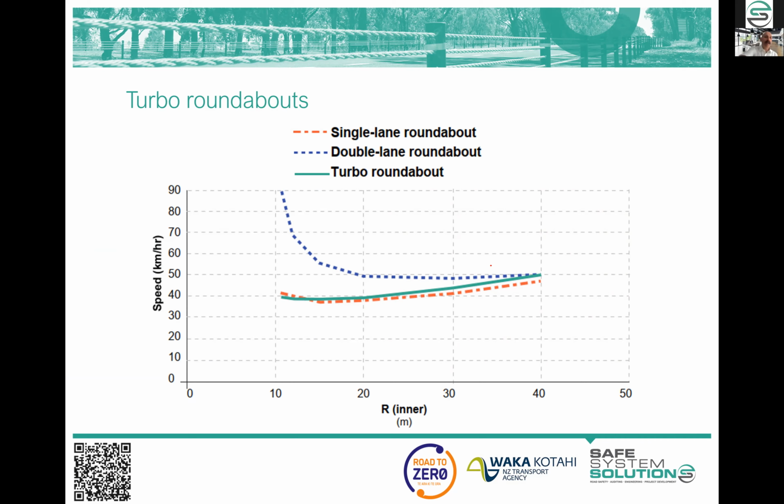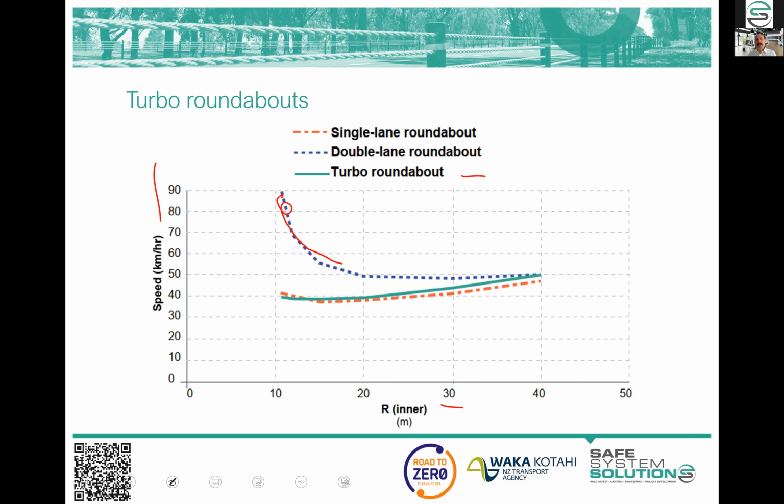Speed is generally a pretty good proxy for what you're going to get in terms of death and serious injury in most road safety circumstances. It's not in all, but you've got speed there, you've got inner radius, and then we've got double lane roundabouts. There are incredibly high speeds, and it comes down as you get your radius bigger. Single lane roundabouts and turbo roundabouts.